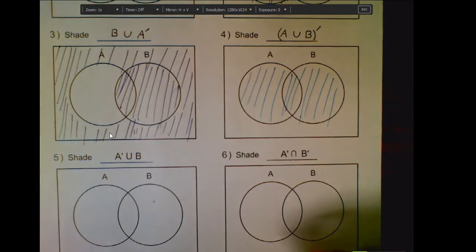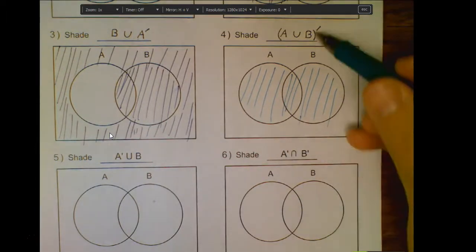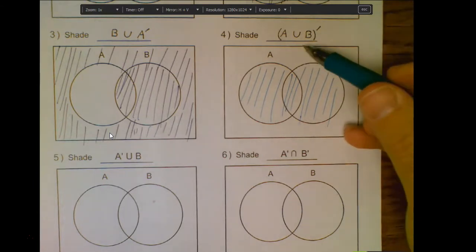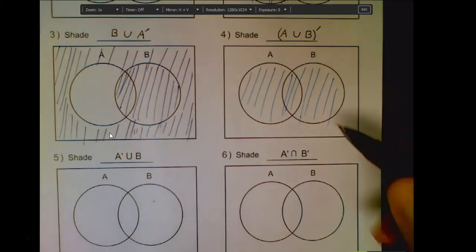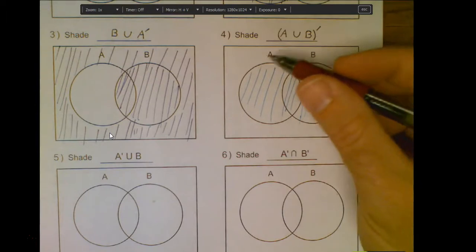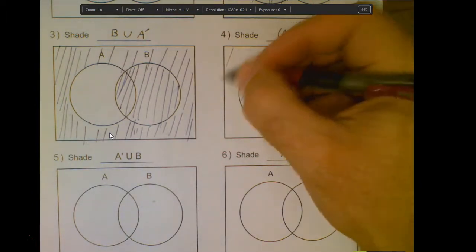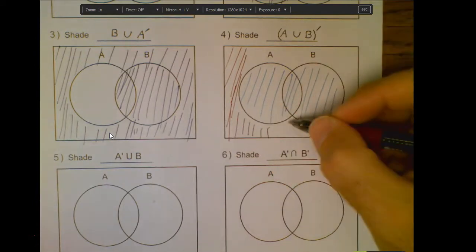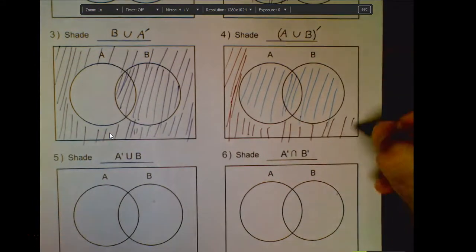So those are the things that are in A or B. But this says the complement of that. So I want everything that is not in A or B. And so the answer that we would look for would be the stuff that's outside of those circles. So this is the area in red that we would want to shade. So this is the stuff that is not in A or in B.